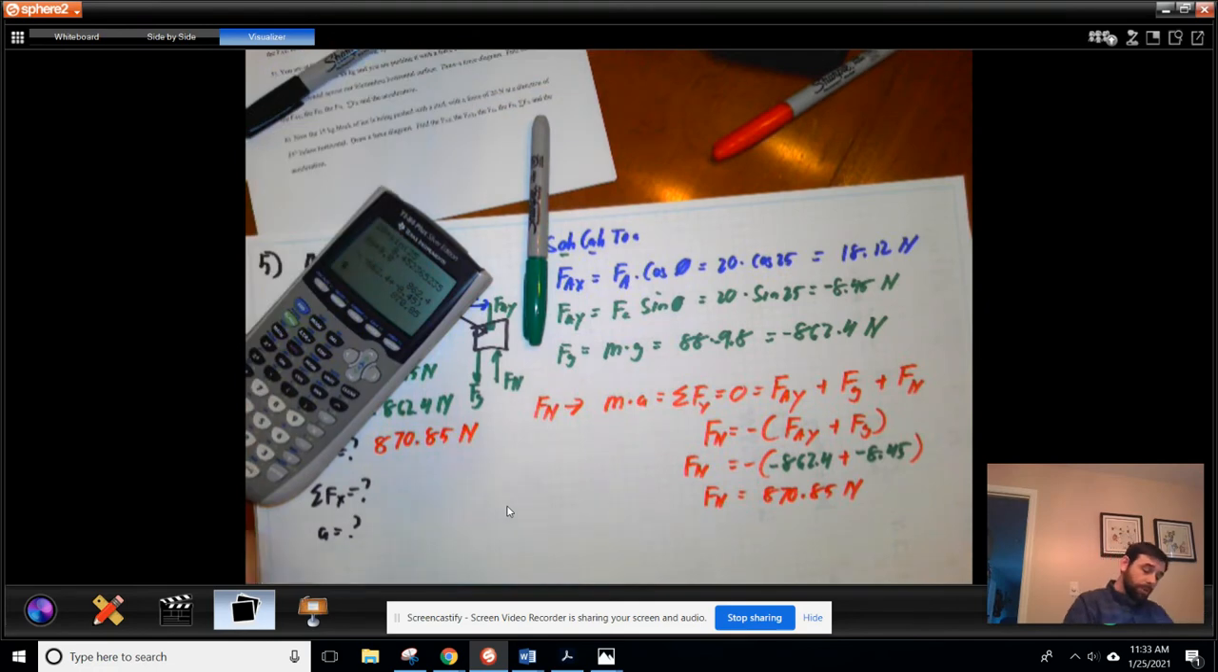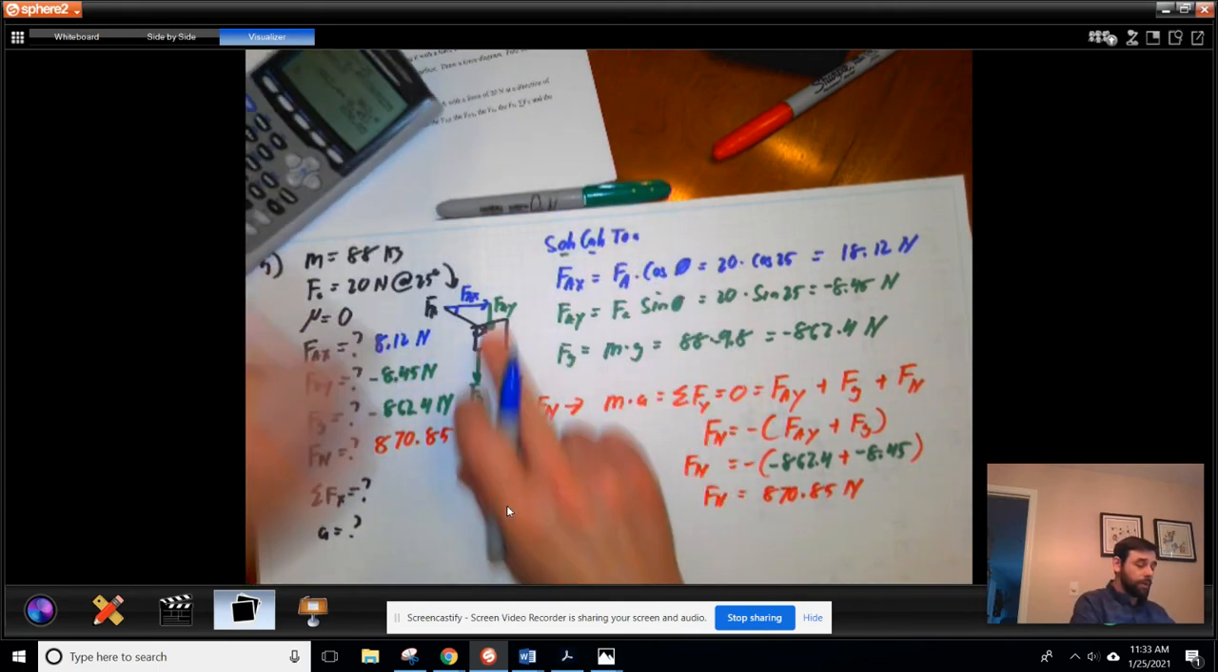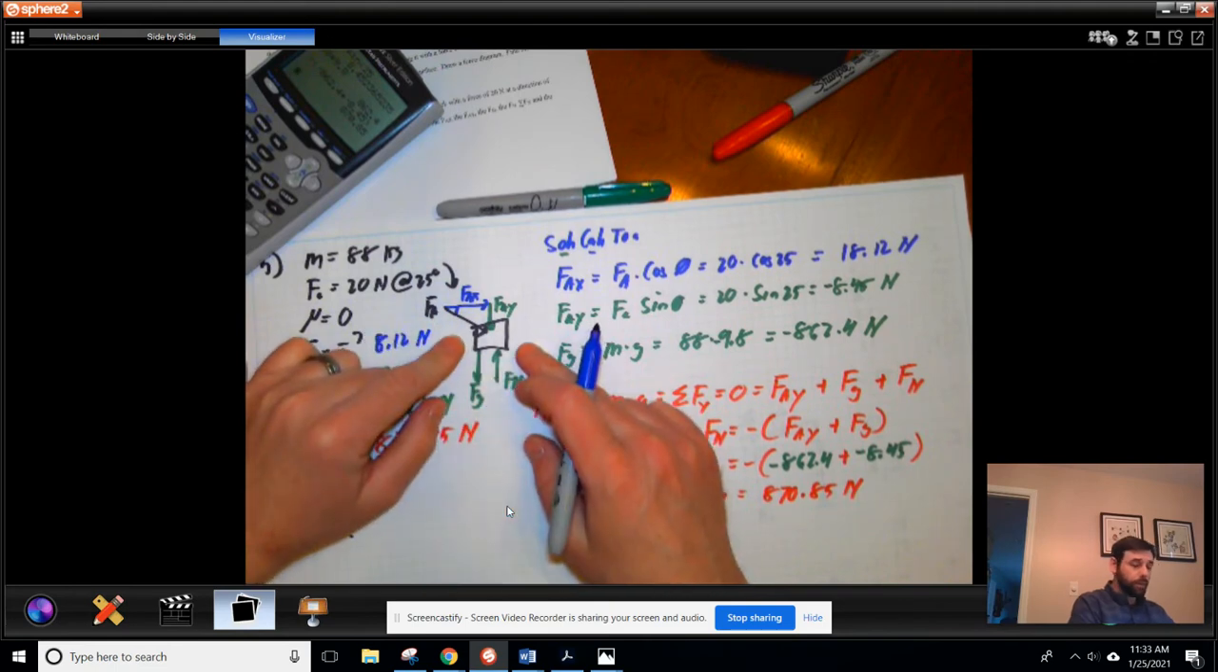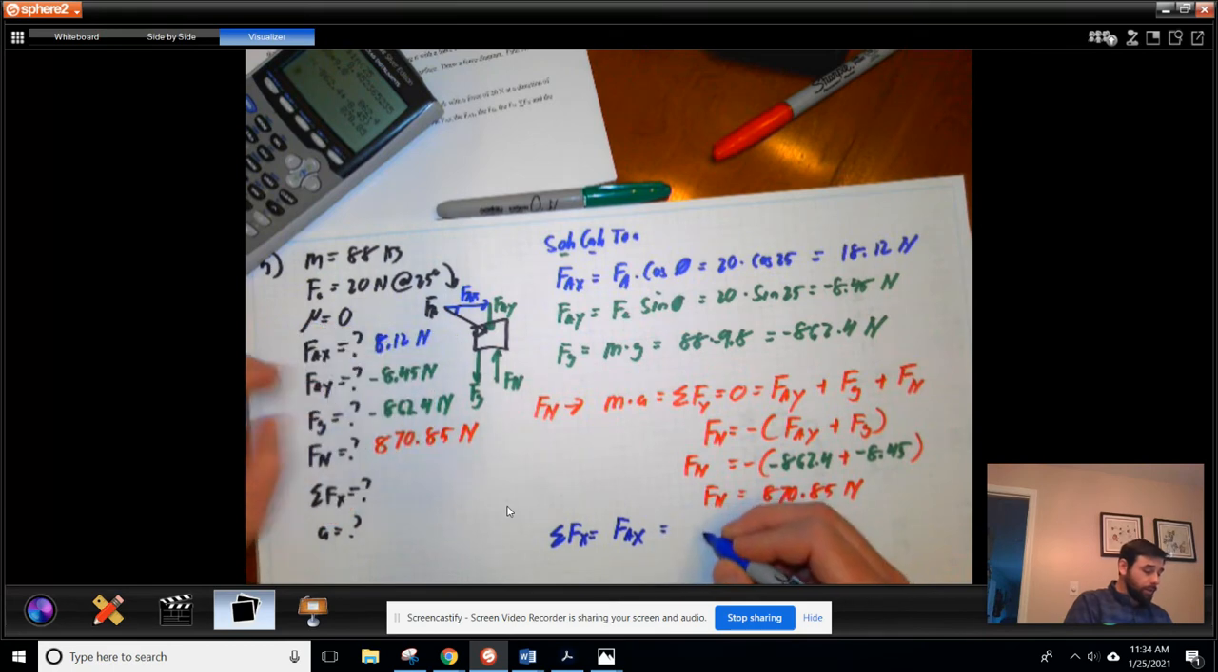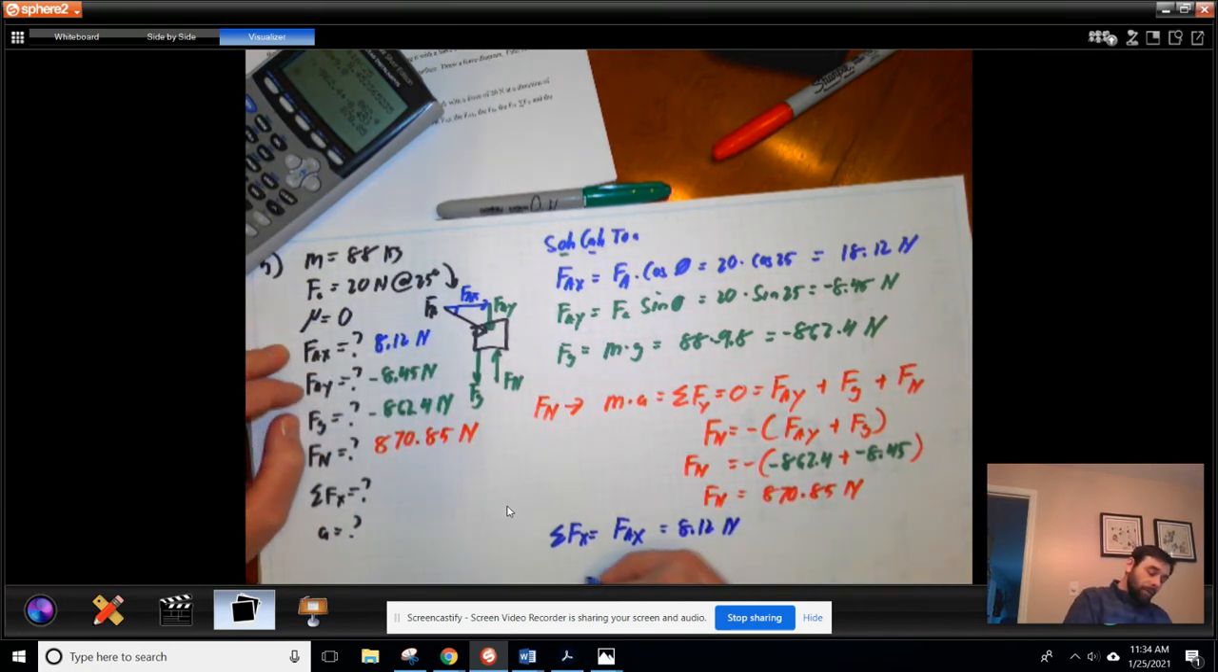Now, we are asked to solve for the net force in the x direction. That's just going to be our force applied in the x direction here because that's the only force that's acting on it here. We're just pushing that way. No friction. So that means that that is going to be a whopping 18.12 newtons. Now our acceleration is equal to the net force in the x direction divided by our mass. 18.12 divided by a mass of 88.